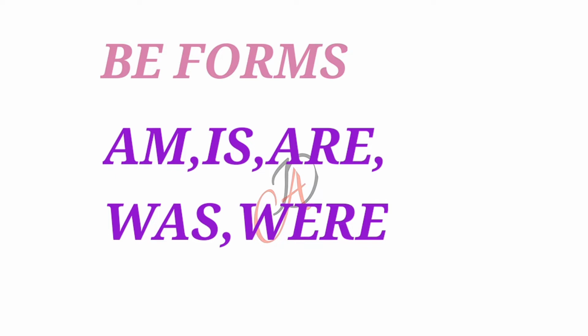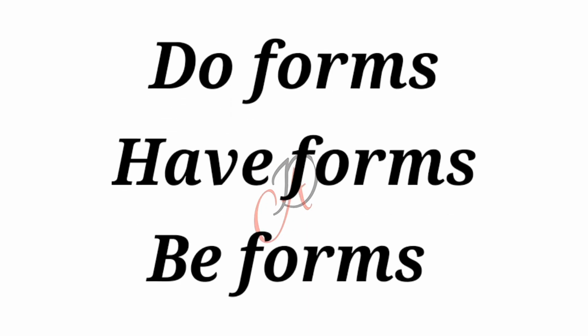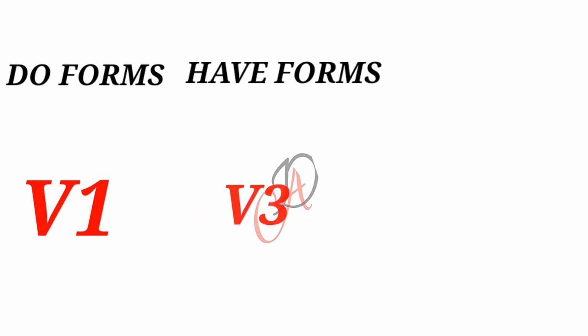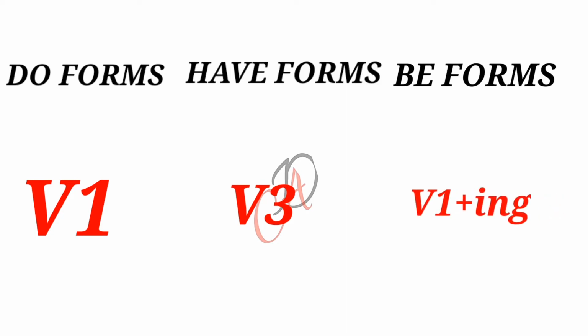Overall, we have three forms of helping verbs, and for better understanding, we call them do forms, have forms, and be forms. So let's learn each of them in detail. The most important point to remember while using the helping verbs is that the do forms are always used with the V1 form, that is the simple form or indefinite form, the have forms are always used with the V3 form, that is the perfect tense form, and the be forms are always used in the progressive tense, that is continuous tense, which is also called the verb 1 plus ing form.